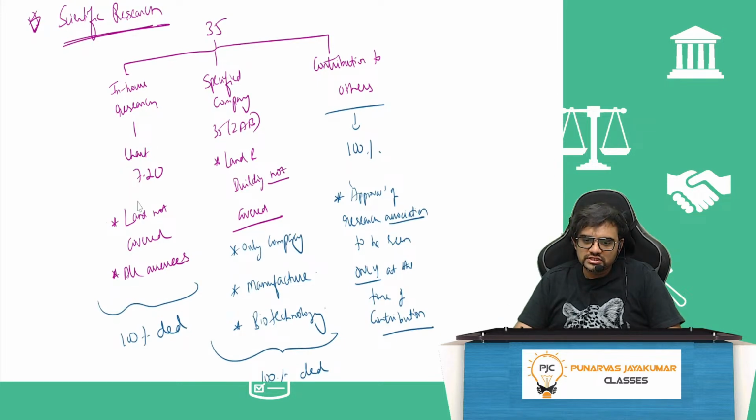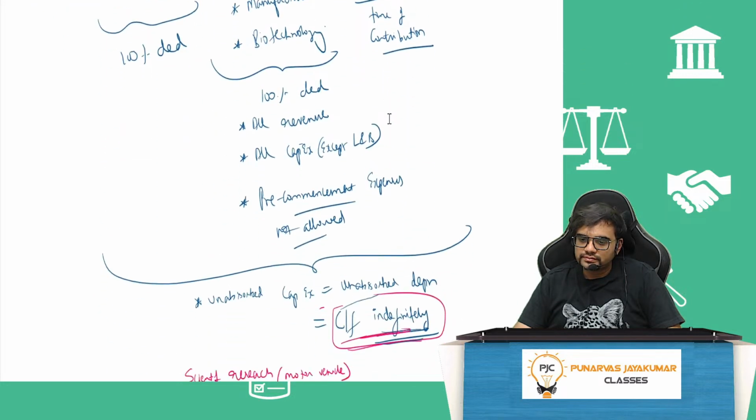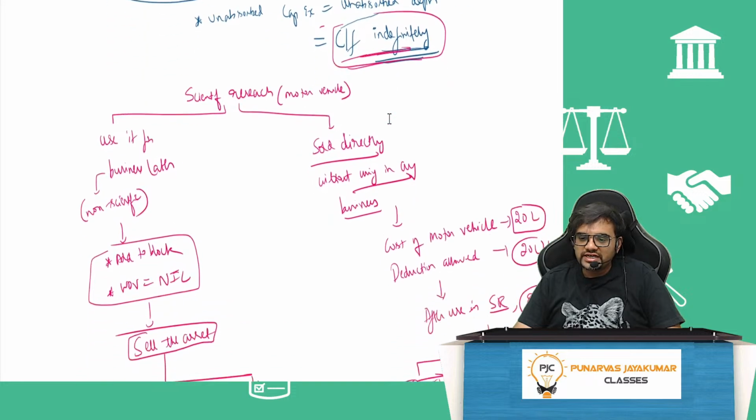And for in-house research, land is not covered. Specified company, land and building not covered. And contribution to others, 100%. Now, scientific research motor vehicle.